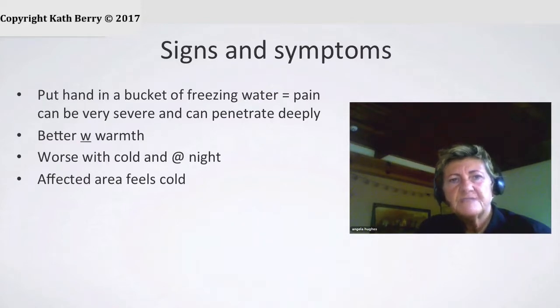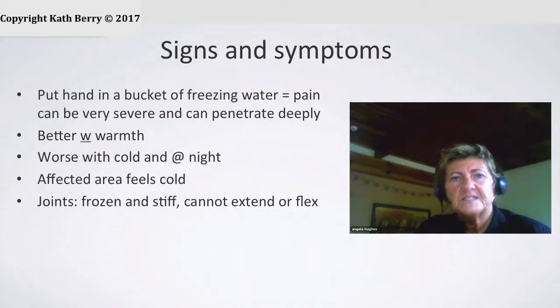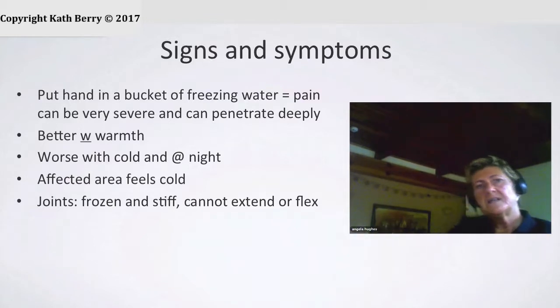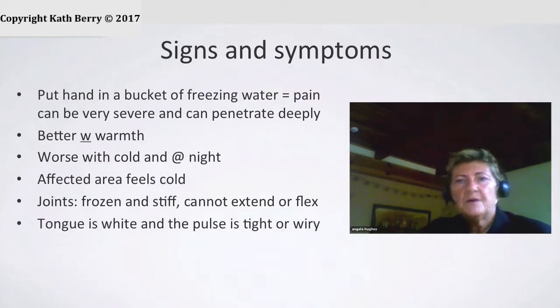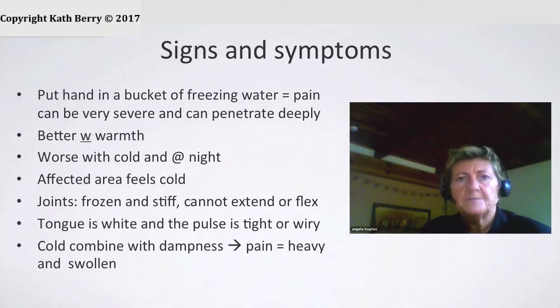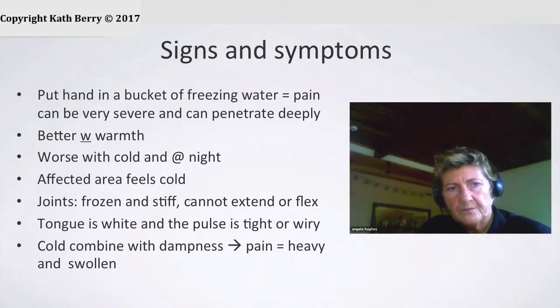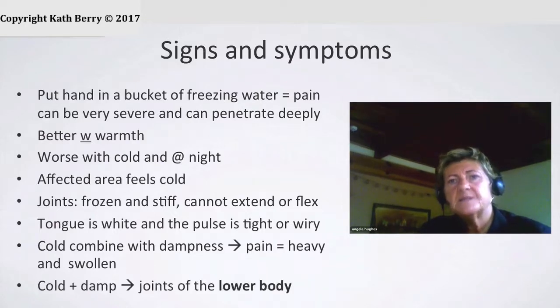The joints are really stiff and frozen, and they can't extend or flex, especially first thing in the morning and late at night. In this case, you're going to have a white tongue coat, and the pulse is going to be a lot fuller, tight or wiry. It can combine with dampness, causing the pain to feel really heavy and swollen. Cold and damp together mainly affect the joints of the lower body.